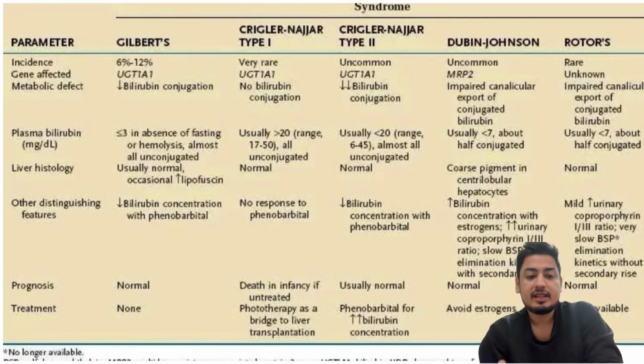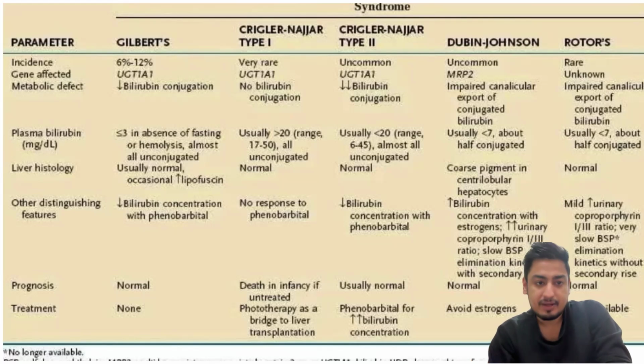CN1 is fatal and death in infancy will occur if untreated. Crigler-Najjar 2 is also usually normal, but precipitating conditions can really make it fatal. In Dubin-Johnson and Rotor, again, the prognosis is normal. Treatment for Gilbert is none because the patients don't have any symptoms, so we don't treat it. For Crigler-Najjar 1, we'll give phototherapy as a bridge to liver transplant. In Crigler-Najjar 2, we'll give phenobarbital. In Dubin-Johnson, we avoid estrogen, and for Rotor, again, we don't need any treatment.